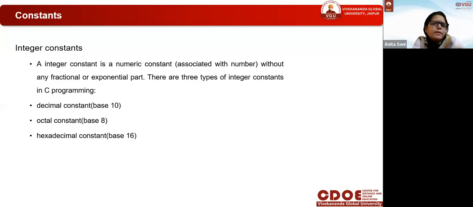You can initialize a variable with any kind of number: decimal, octal, or hexadecimal. For octal you use a leading 0, for hexadecimal you use 0x, and for decimal you don't use anything. You say int i equal to 10. For octal you prefix 0, and for hexadecimal you prefix 0x. Otherwise, how would the C compiler identify whether it is an octal, hexadecimal, or decimal constant?